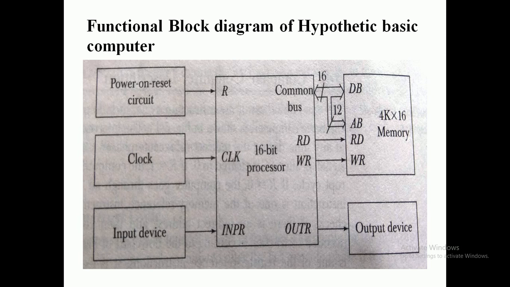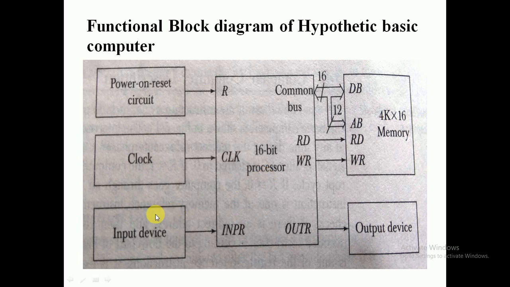So this is the functional block diagram of the hypothetical basic computer. In this case, this 16-bit processor is connected with memory through system buses. We are using this 16-bit common bus system that is connected with the memory, and this memory consists of 4096 words, and the size of each word is 16 bits. It is also connected with read and write. When read is enabled, it means the processor is reading information from memory. When the write signal is enabled, then the CPU or processor writes information to the memory.